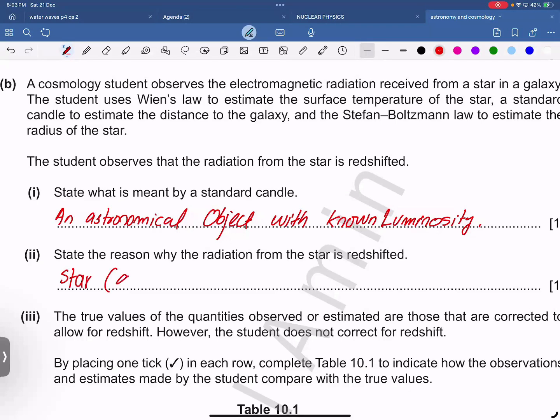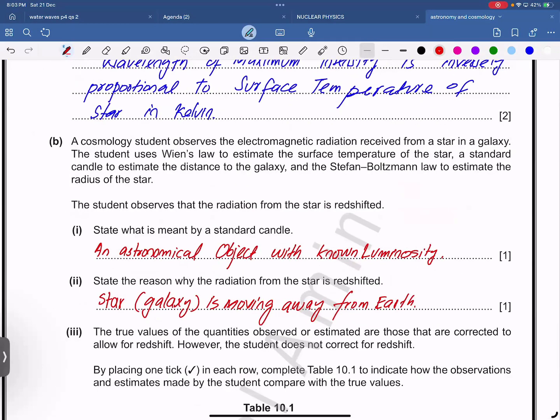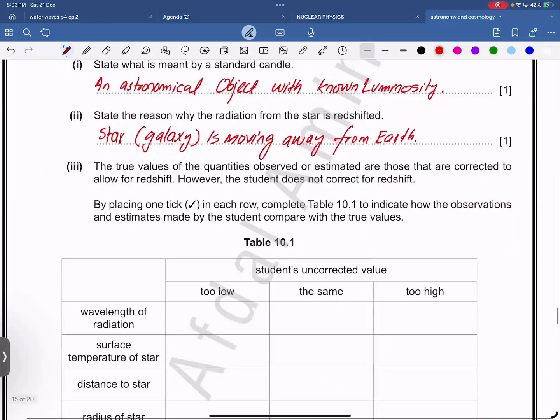You can say star or you can say galaxy is moving away from Earth. If you just want to append the sentence, so the observed wavelength is more, it's accepted. But you must say because it is moving away from the Earth, so it is redshifted, more wavelength. The true values of the quantities observed or estimated are those that are recorded to allow for redshift. However, the student does not correct them for redshift.